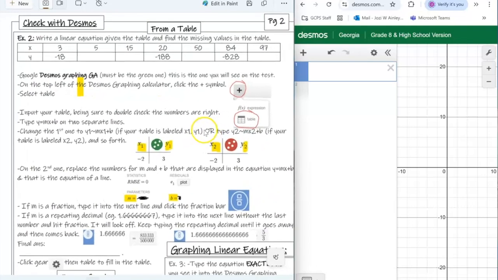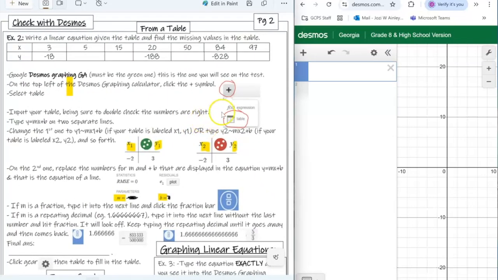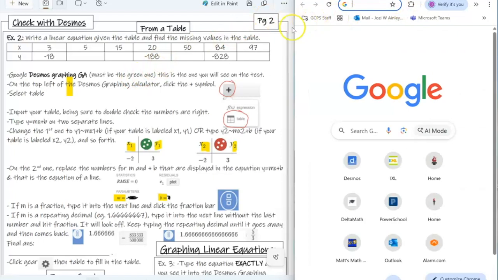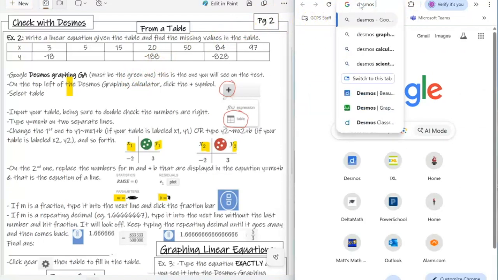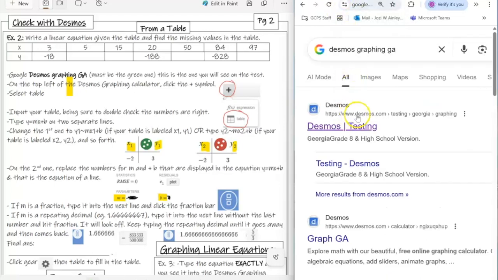That way, if you ever forget how to write a linear equation, you come to this page and you read what to do. So it says Google Desmos Graphing Georgia calculator. I should have actually started that. So we're going to go to Desmos. It's very important that you do it this way: Graphing GA. And you need the testing one, okay?